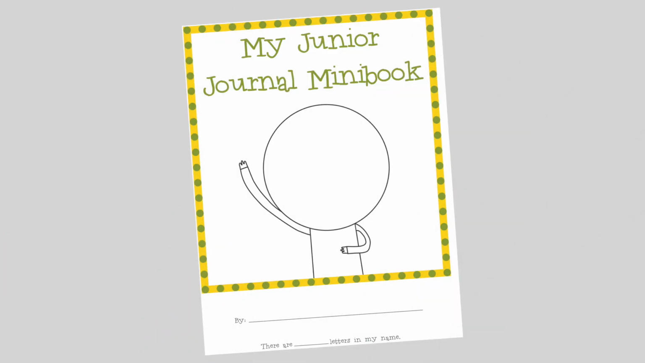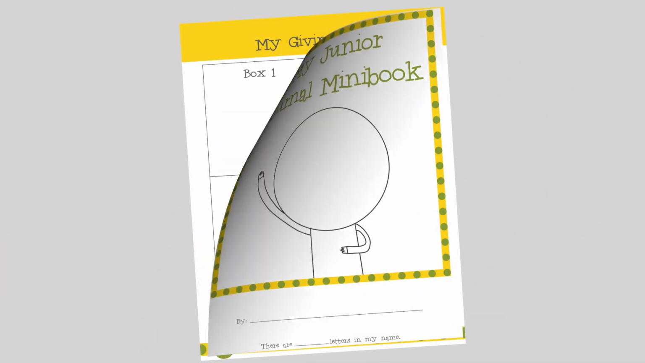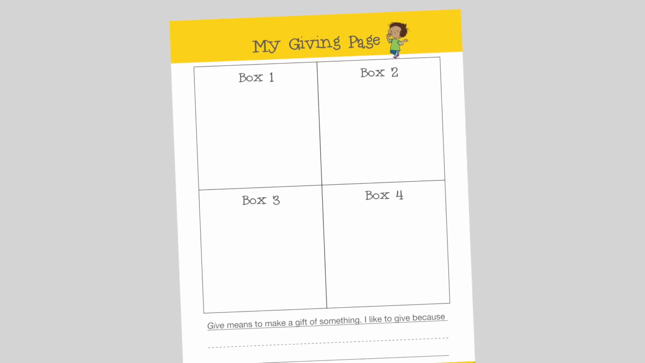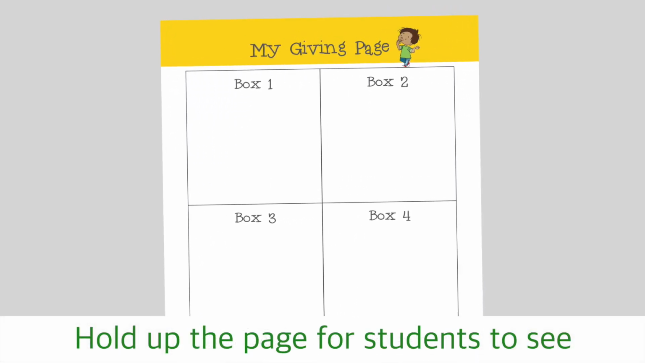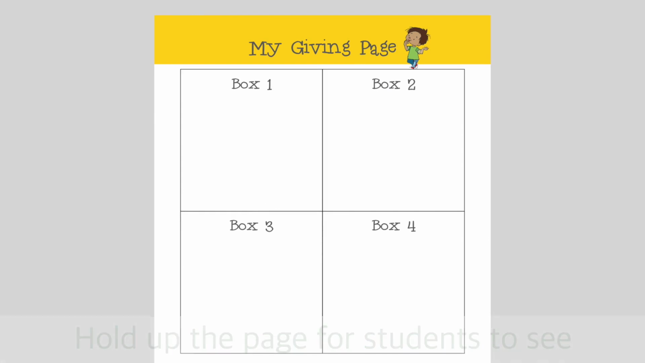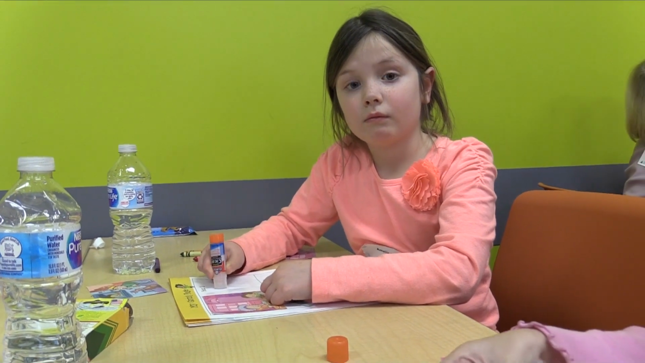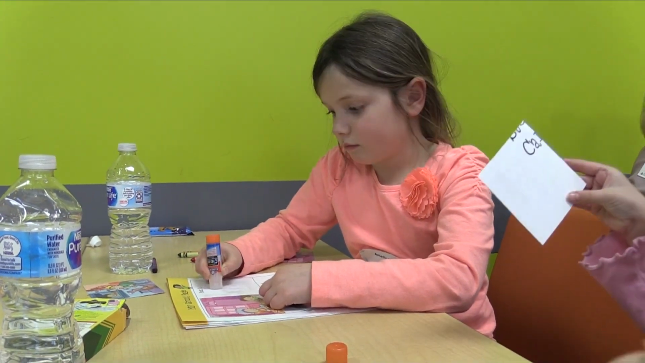Next, pass out the Junior Journal mini books and have students turn to page 5, My Giving page. Hold up the page for students to see. It's kind of like tic-tac-toe, but you have to put them in the right order, the order of the story.